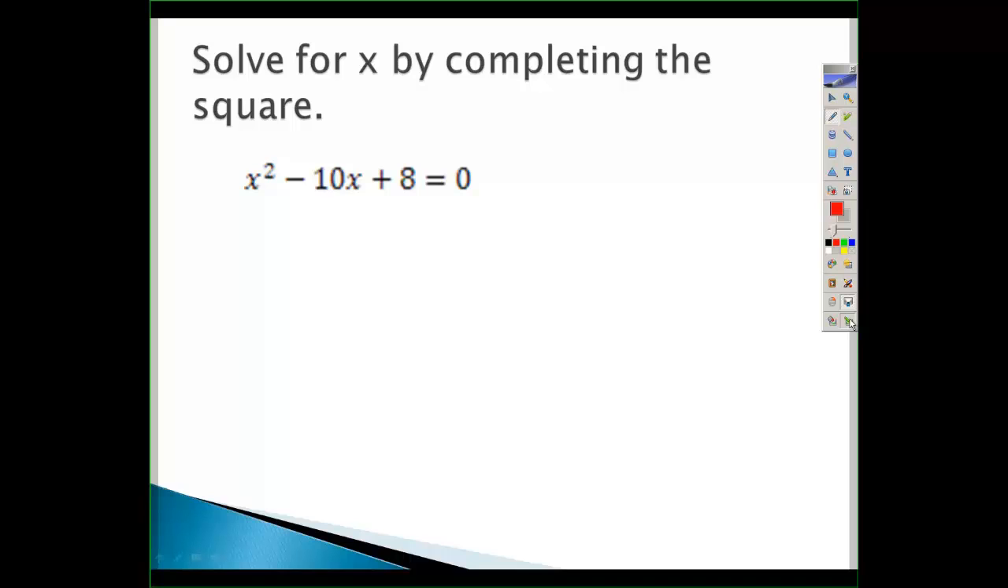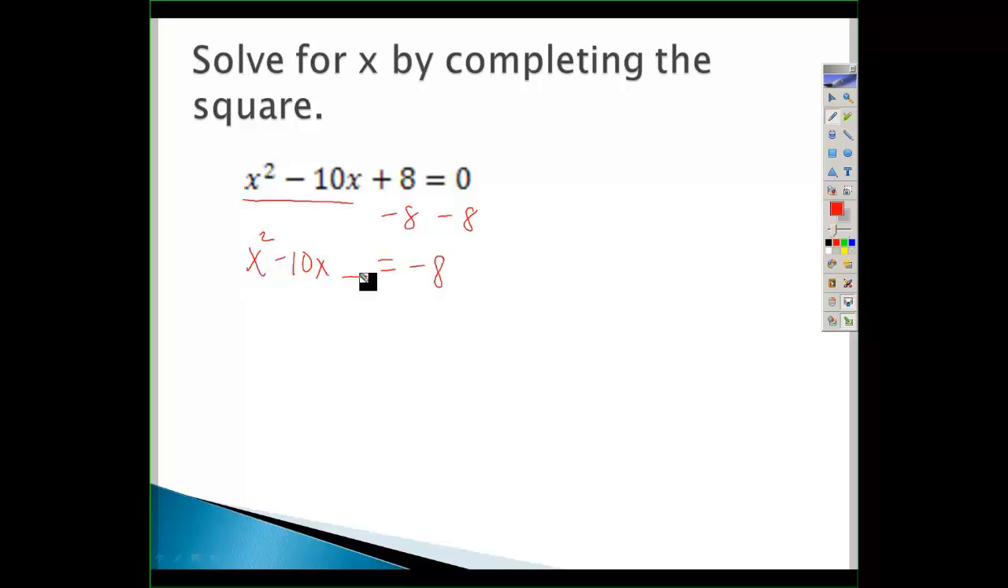So I need to solve for ax squared plus bx. I need to solve for this first part of the equation because I'm going to use it to make a perfect trinomial. So I need to get rid of the 8, making x squared minus 10x, and I'm going to leave a space for a reason, equals negative 8. What I'm going to put in this space is a number to make this a perfect square trinomial.